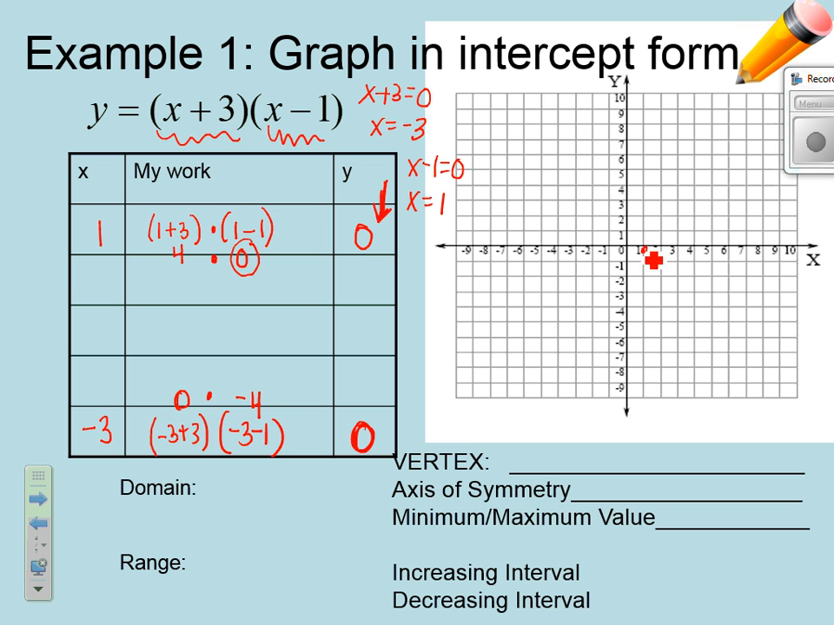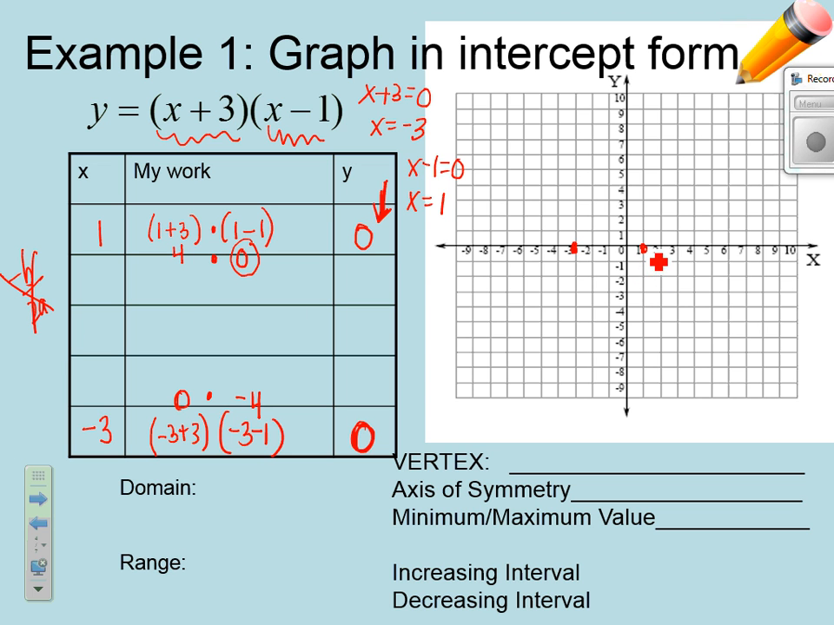1, 0, and negative 3, 0. Now, all I need is the vertex. Now you're probably thinking, well, how do I get the vertex? Because it's not in standard form, I cannot use negative b over 2a. I can't use that. So how do I find the vertex?